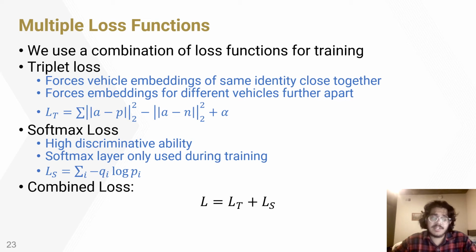Softmax loss, on the other hand, is a standard loss used for classification. The softmax loss operates on a dense layer that takes all of the features and then tries to identify which vehicle it would match to. Because the test and training sets are different, the softmax loss and the associated dense layer are only used during training. During testing, we don't need it.